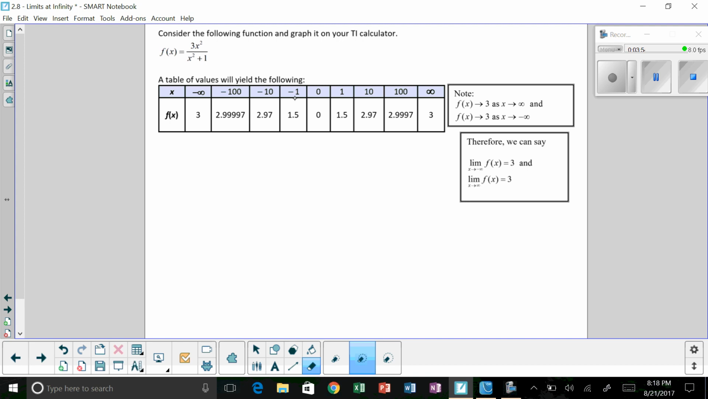When x decreases without bound, x equals negative 1, x equals negative 10, negative 100, all the way decreasing more and more without bound, you can see the y values again get closer and closer to 3. So f of x approaches 3 as x approaches negative infinity, and the limit as x approaches negative infinity of f of x equals 3.